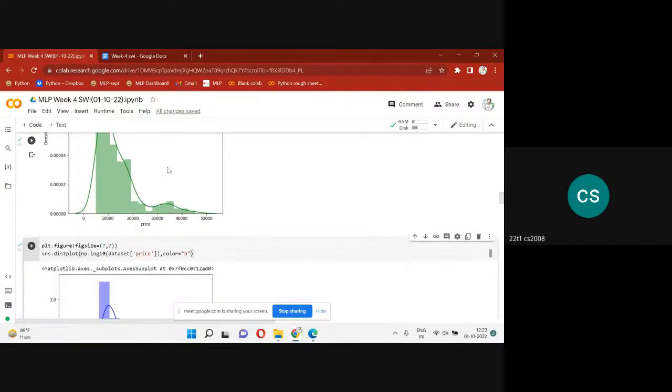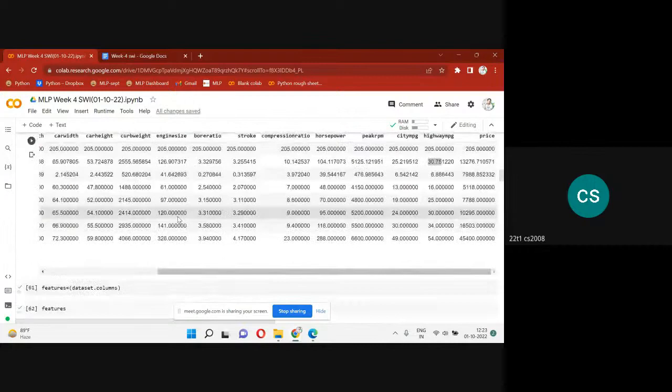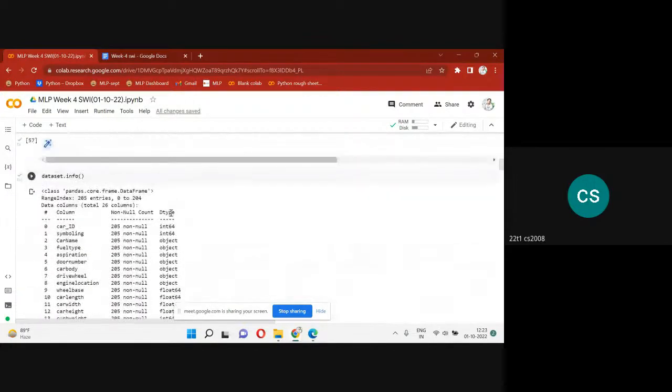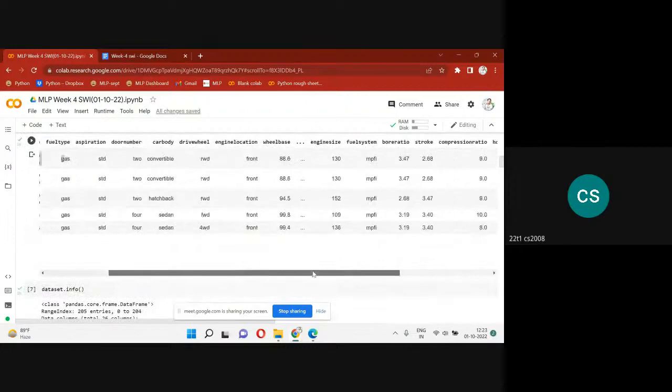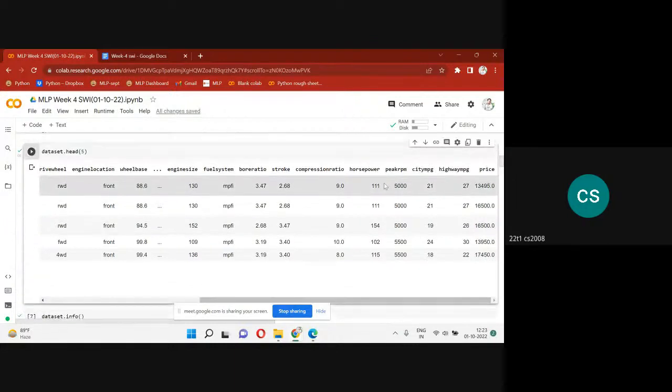So that is what I said. There are different algorithms which would be highly affected by your column values. I will give you a normal example. This is peak RPM and this is compression ratio. This compression ratio affects the car performance and the price of your car. Let's say this is a very critical point: your car price is highly correlated with the compression ratio.